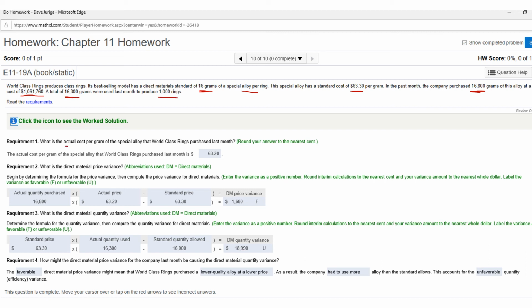Question number 1 says, what's the actual cost per ring? All you have to do there is take that 1,061,760 and divide by what they purchased, which is 16.8. That'll give you the actual price, which is $63.20.